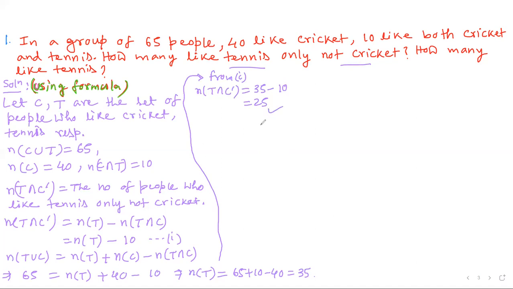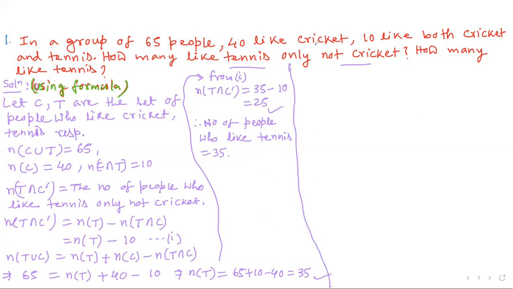Now how many like tennis? Tennis means that set is denoted by T, and cardinal number of T we already have, that is 35. So we can write the number of people who like tennis is equal to 35.